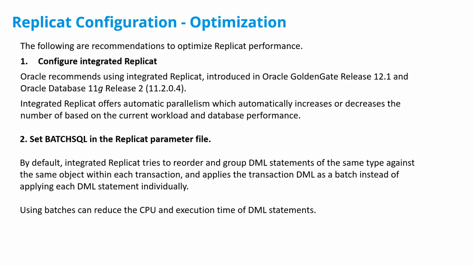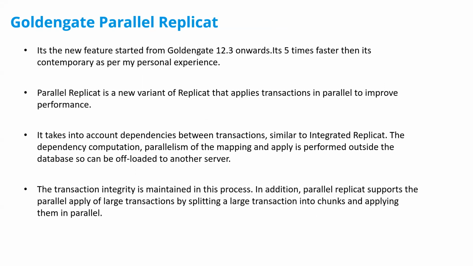Replicate configuration. Configure integrated replicate. One recommendation is to use integrated replicate, or the latest replicate, which is parallel replicate. So you can go with parallel integrated replicate. Oracle recommends using integrated or parallel integrated replicate. It automatically offers parallelism, which increases or decreases the number of threads being used based on current workload and database performance. Then there are certain parameters like BATCHSQL, which you can use in your parameter file.